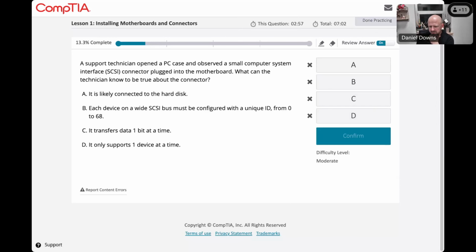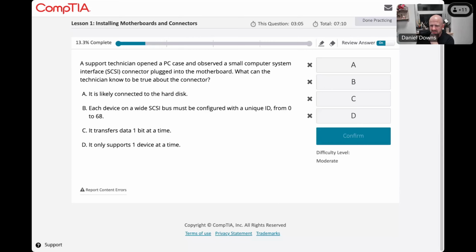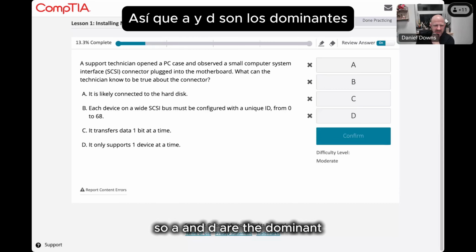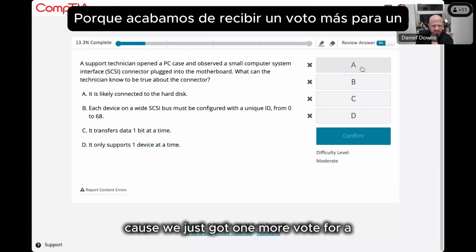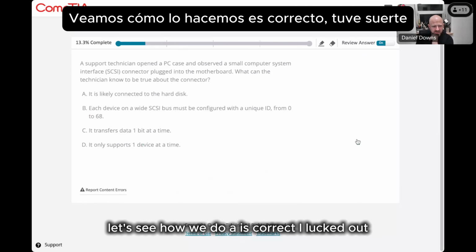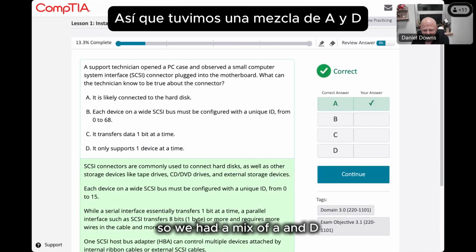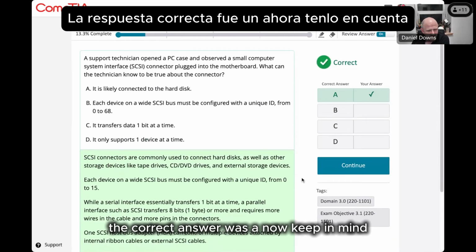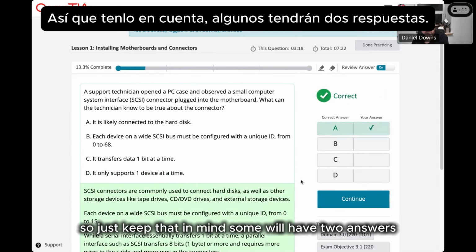So let's take a look at the chat. We have a couple of guesses. A and D are the dominant ones. I'm going to go with A because we just got one more vote for A, and let's see how we do. A is correct. I lucked out. We had a mix of A and D. The correct answer was A. Now, keep in mind, some of these will have two answers. Just keep that in mind. Some will have two answers.